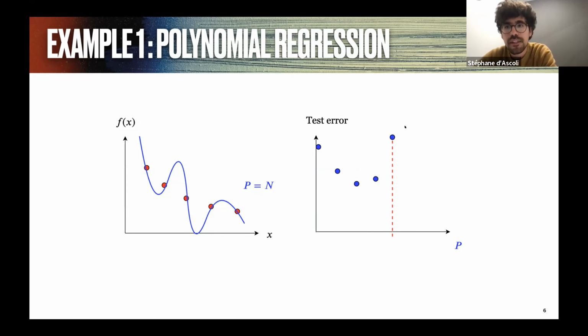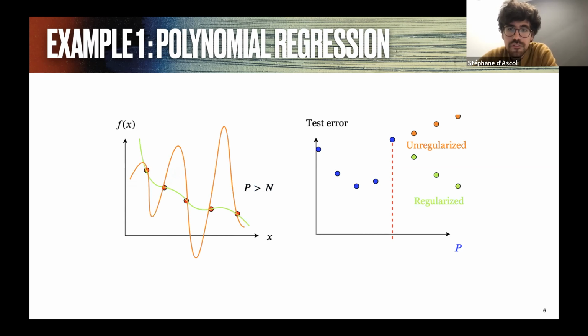So if we still increase p, well, we know that when p is larger than n, we actually have multiple solutions to the problem. We have multiple interpolating polynomials. And so the test error is going to depend on which polynomial we choose. So if we don't regularize, we're going to have a very high variance polynomial, and test error is going to become worse and worse, just as we expect from the U-shaped curve of classical learning theory.